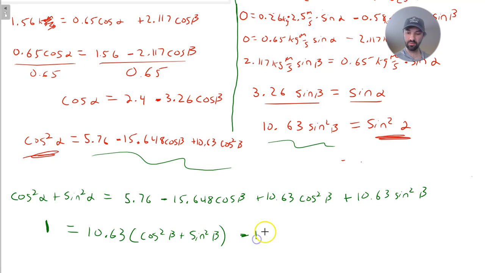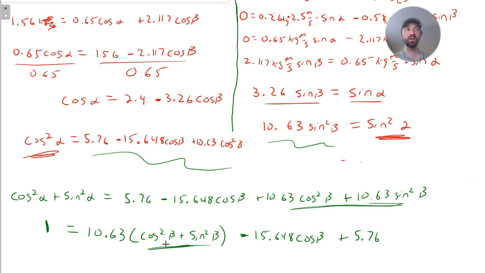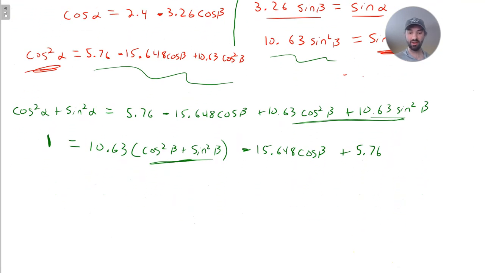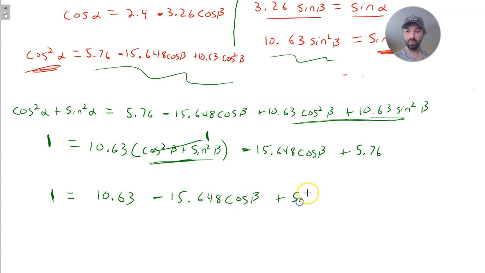minus 15.648 cosine beta plus 5.76. Hey, what did I just do? I combined these together. And look what happened when I combined them together. What's cosine squared plus sine squared? It's equal to 1. So I'm getting pretty close when I'm using my trig identities. And I'm now able to say 1 is equal to 10.63, because remember, these things just come out to 1, minus 15.648 cosine beta plus 5.76.